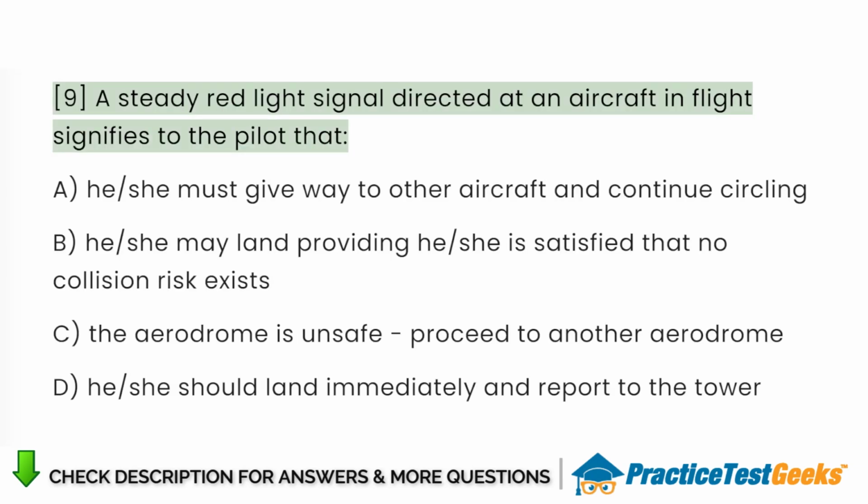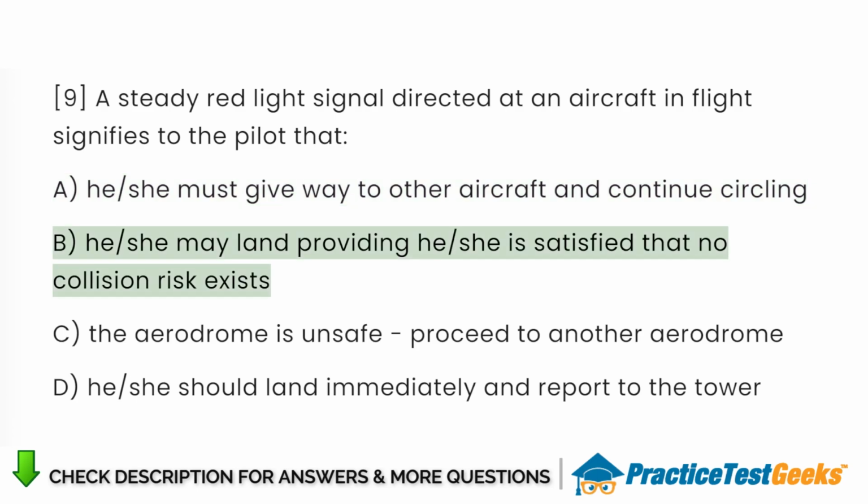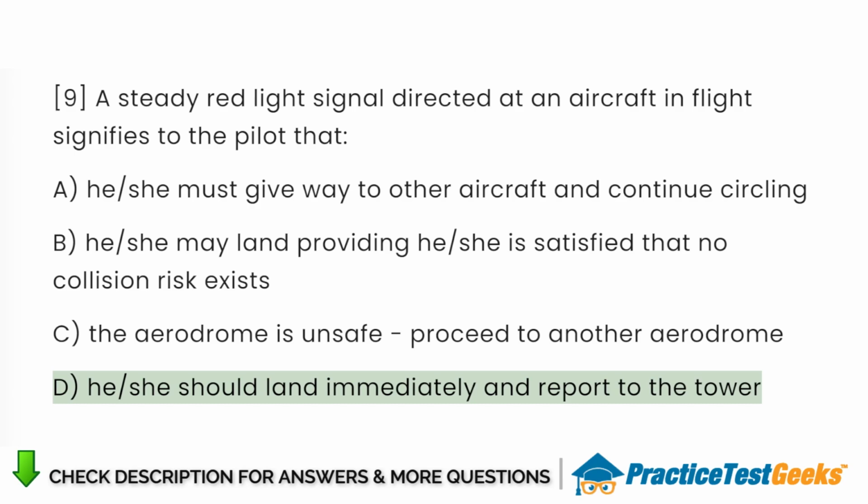A steady red light signal directed at an aircraft in flight signifies to the pilot that: A. He/she must give way to other aircraft and continue circling. B. He/she may land providing he/she is satisfied that no collision risk exists. C. The aerodrome is unsafe, proceed to another aerodrome. D. He/she should land immediately and report to the tower.